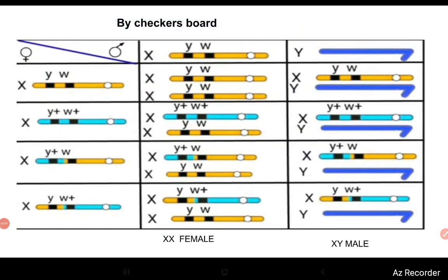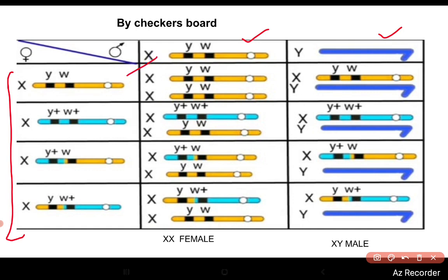By checkerboard we can show their combinations. So here these are the males and these are the 4 gametes of the females. So when we cross them, we get 8 combinations.